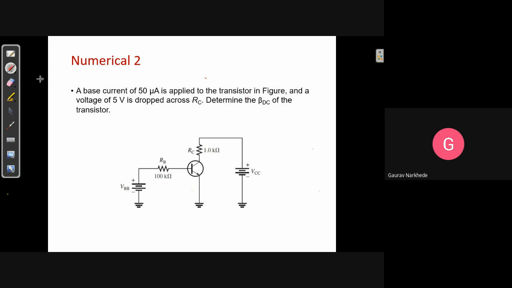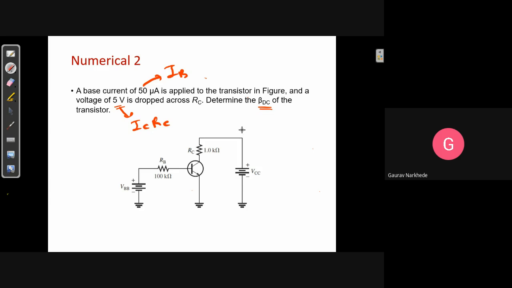The base current, what is given? IB is 50 microampere, applied to the transistor, and a voltage of 5 volts is dropped across RC. What is this 5 volts? Can I say it is IC into RC? Right. And then determine beta DC of the transistor. We need to find the beta of the transistor, right?